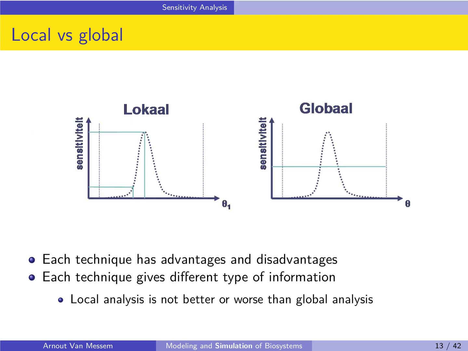So for a local sensitivity analysis, on the left, we look at a fixed value of my parameter. So we look at a point in my parameter space and then we see what is the sensitivity at that certain point. For a global one on the right, we look at what is the influence or what is the sensitivity for an entire range of parameters, so for a fixed area, a fixed interval of parameter values. Each of the techniques has certain advantages and disadvantages, and they will give different types of information. So we cannot say that one analysis is better than the other, they are just different.